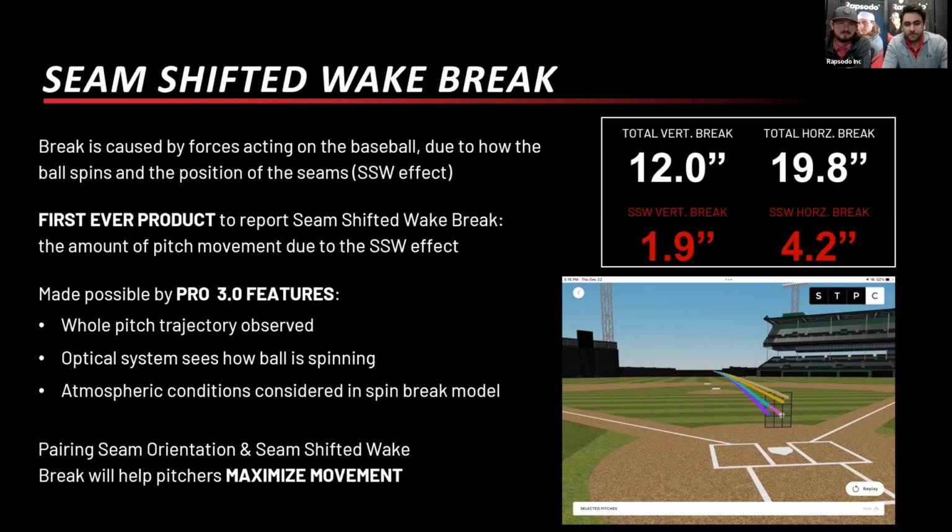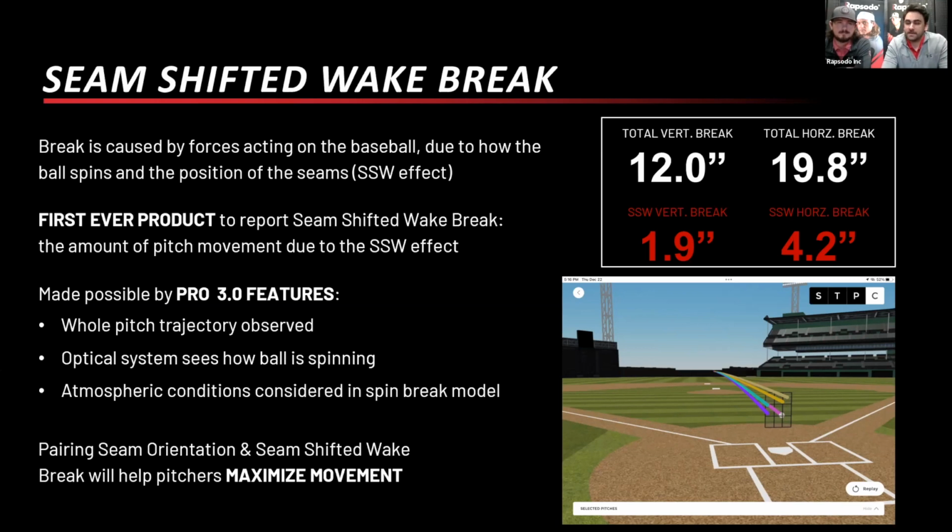But what's really exciting is that the Pro 3.0 is going to be the first ever product to report seam shifted wake break, which is defined as the amount of pitch movement due to the seam shifted wake effect. You can see in this graphic in the top right that you've got the total vertical and total horizontal break, and then the seam shifted wake vertical and seam shifted wake horizontal break.